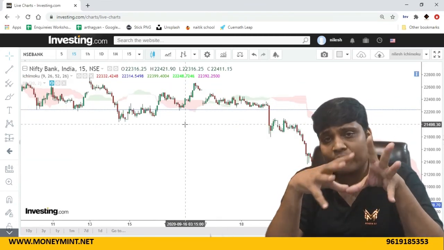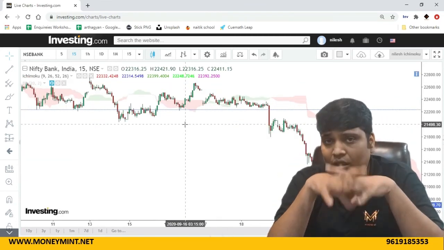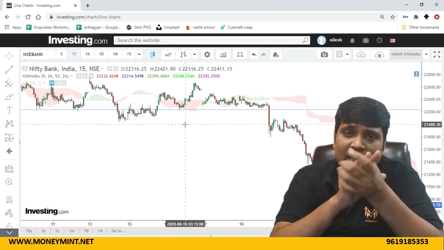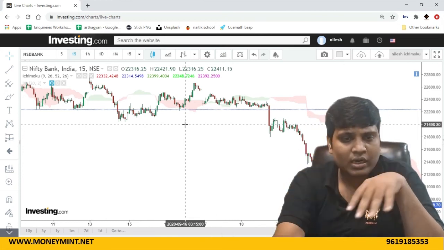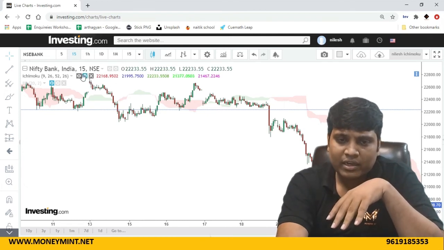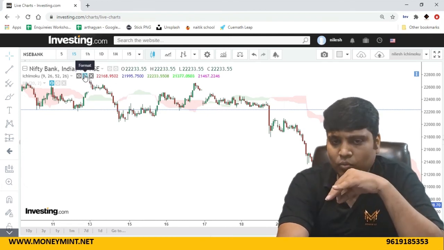Ichimoku works very well in the trending market. So this was all regarding Ichimoku. I have tried to explain each and every component. So let me at the end revise all the components once again.